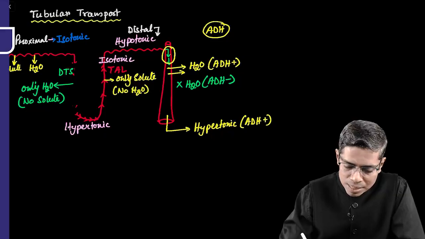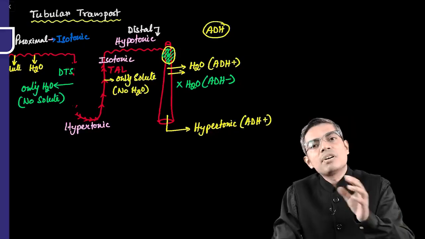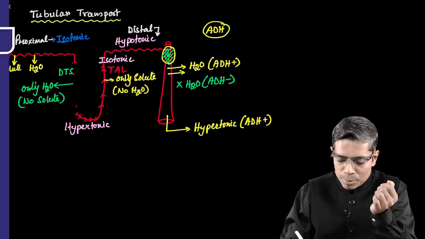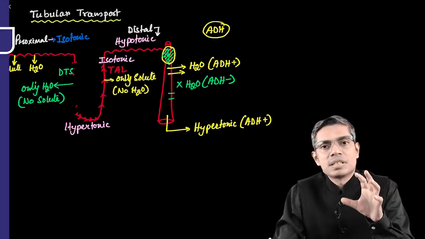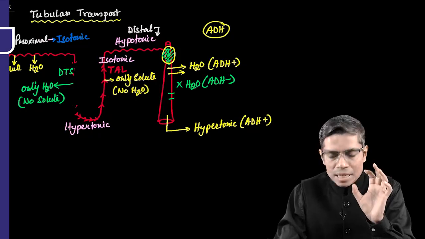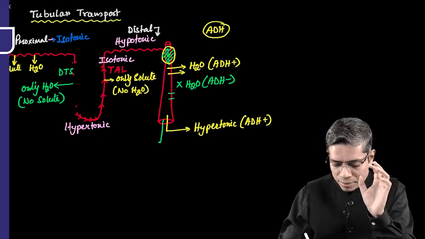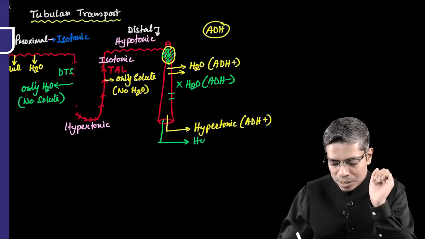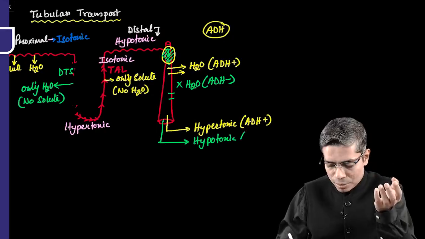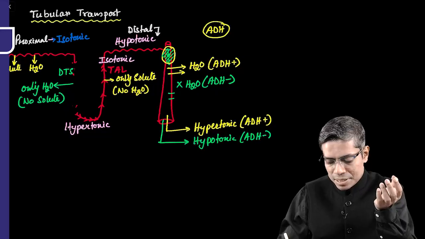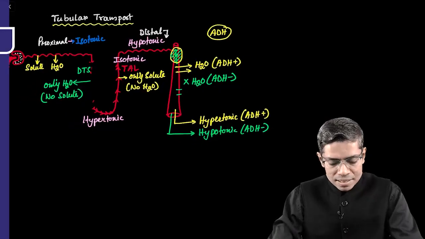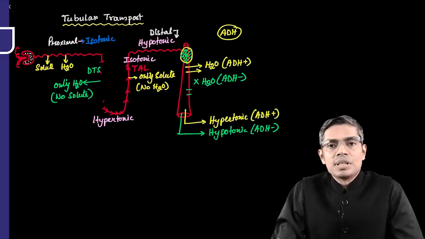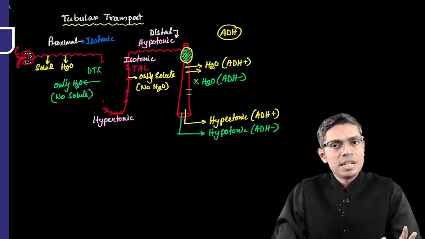So what will happen? The hypotonic urine at the beginning part of the collecting duct will be converted into a slightly more hypotonic urine, because the collecting duct is going to reabsorb certain solutes like sodium. So in the absence of ADH, the final tonicity of the urine will be hypotonic, more hypotonic than that of the distal tubule. Getting my point? It is the ADH hormone which determines whether your final urine will be hypotonic, hypertonic or isotonic in nature.